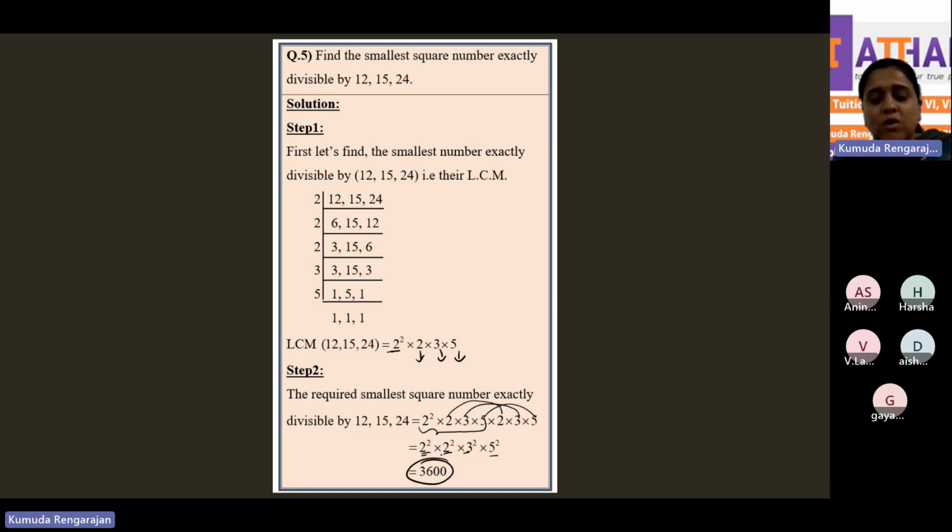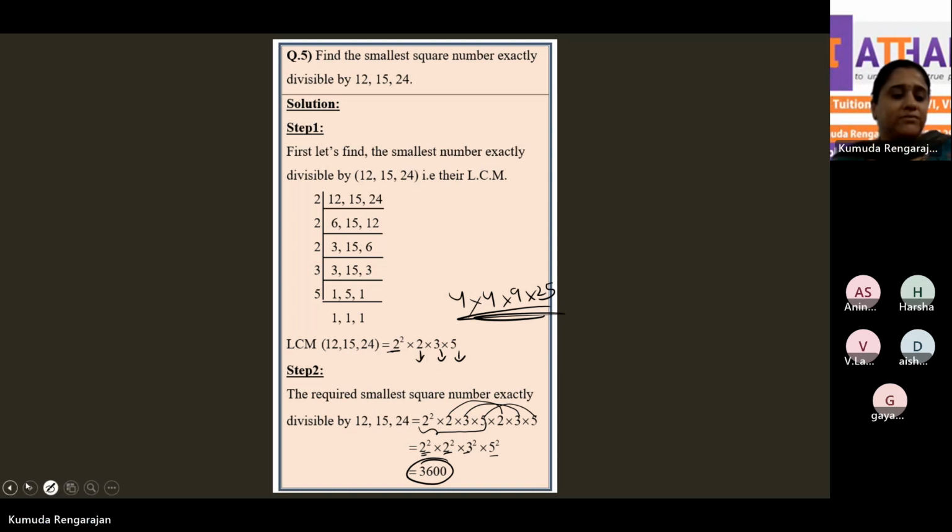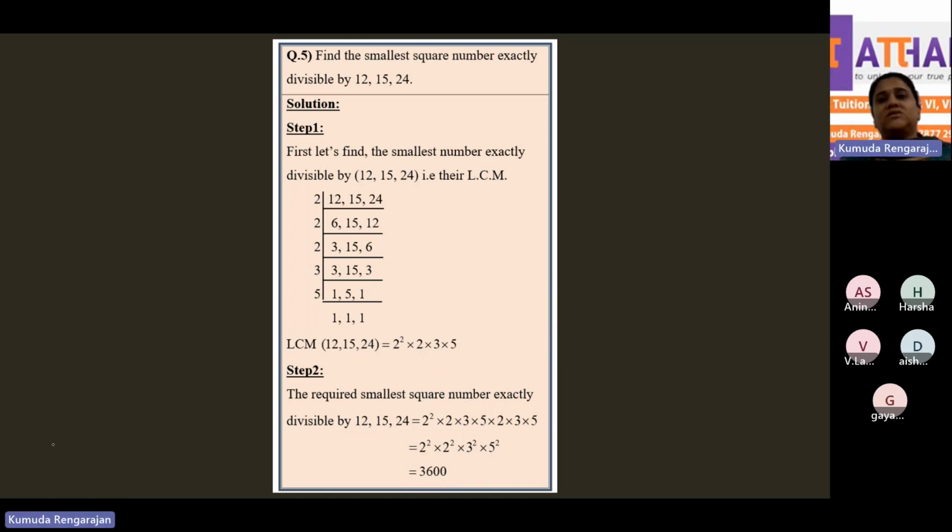See, how do you find it? You should find 2 square is 4 into 2 square is 4, 3 square is 9, and 5 square is 25. You should find this product. All that rough calculation you will not see here, children. So you don't write the answer directly. You should do that calculation in your notebook, in the rough work. So 3600 is the smallest square number exactly divisible by 12, 15, and 24.